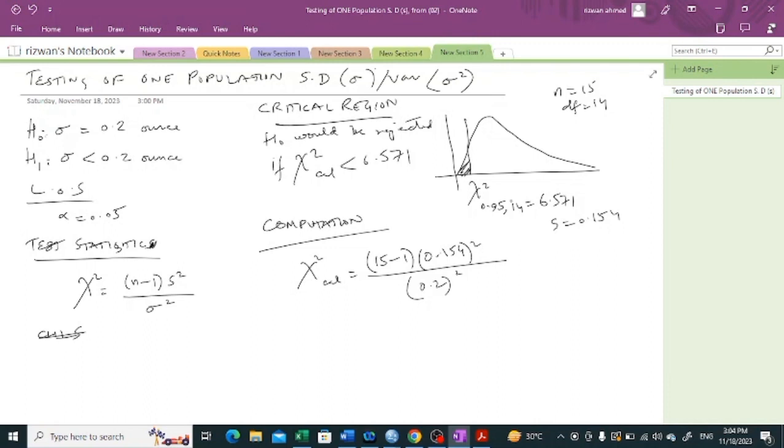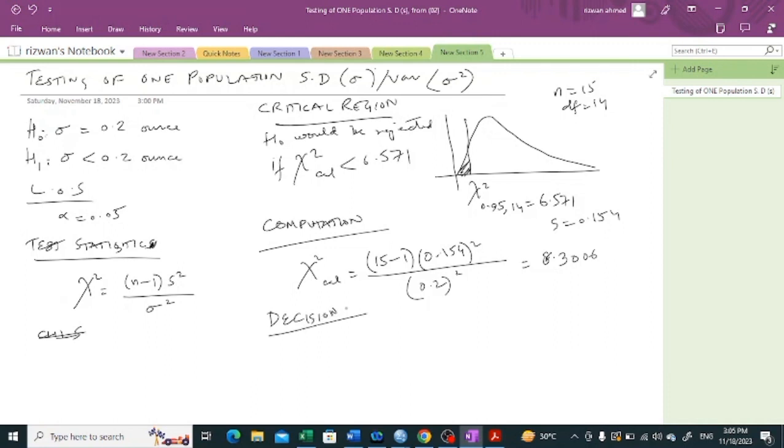As 14 times 0.154 squared and then divided by 0.2 squared. So 8.3006. And we take our decision accordingly.